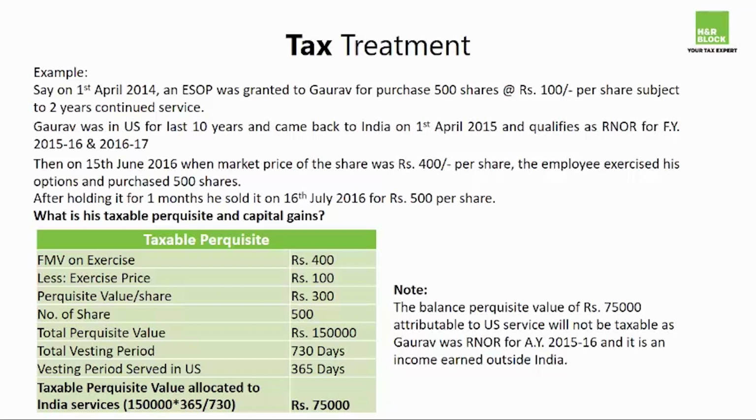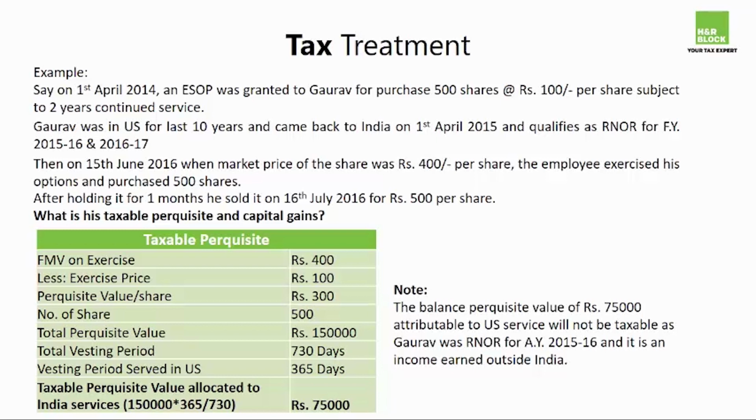Then on 15 June 2016, when the market price was 400 rupees per share, he exercised those options of 500 shares, and after holding them for 1 month he sold them on 16th July 2016 at rupees 500 per share. We have already seen how the perquisite is calculated in this case. It will be 400 rupees per share minus the exercise price of 100 rupees per share, so 300 rupees per share, into the number of shares, that is 500 shares. So the total perquisite value in this case is 1,50,000.